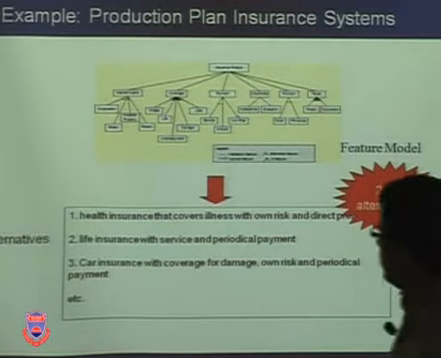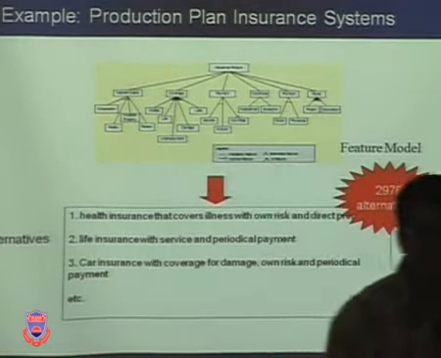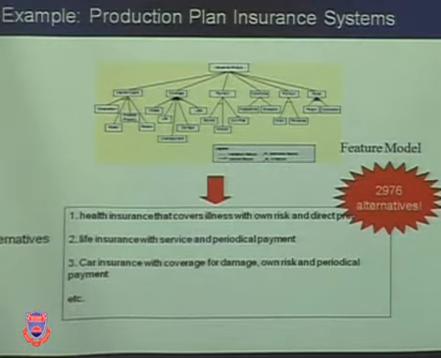Almost 3,000 alternatives, right? This is so the optional is times 2, right? This is just 1. You can select that or that, so it's also times 2. This is times 3. You can select this, that, or both. This is times whatever and times it. Okay, then you get around 3,000 alternative health insurance that covers illness with your own risk and direct premium.